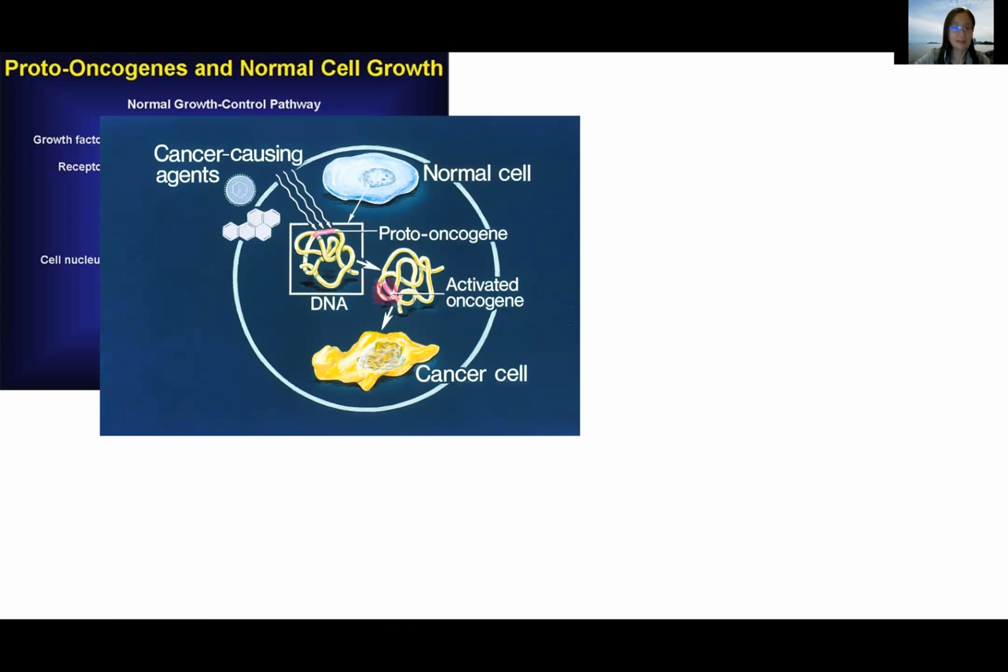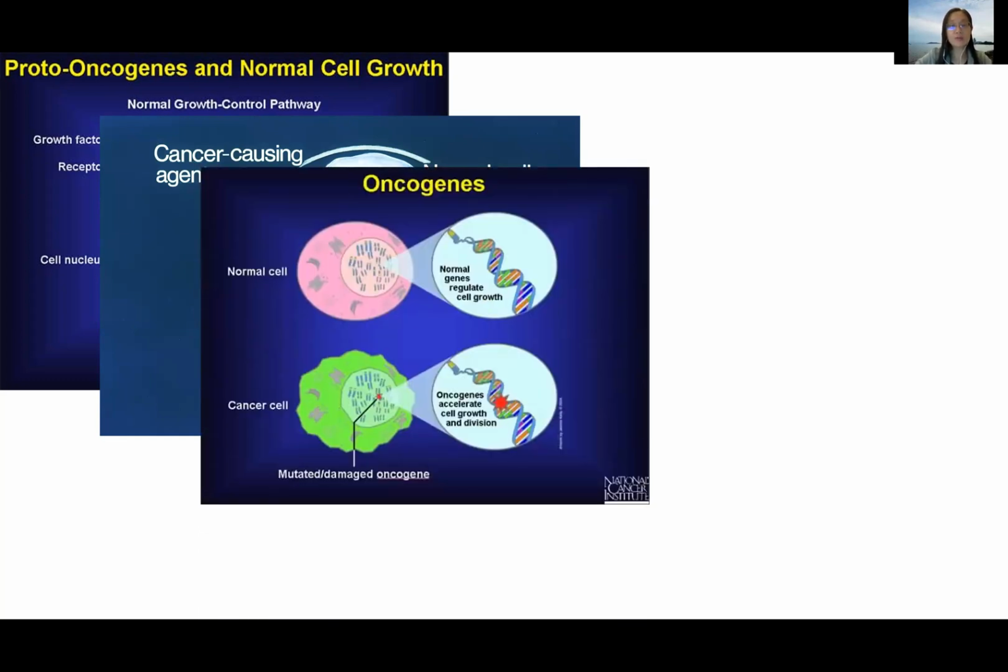It becomes an activated oncogene, onco as in cancer. This converts the normal cell into a cancerous cell, and then these cells go haywire. They run amok and start proliferating uncontrollably. This is what a normal cell looks like with a normal gene sequence, and a cancer cell will have this oncogenic aggregation and accelerated cell growth and division.